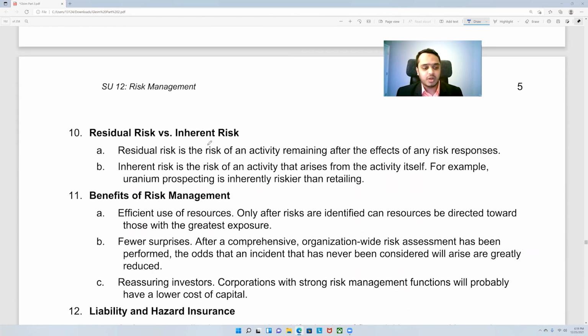Then residual risk or inherent risk. Residual risk is that whether you do anything or not, that much risk is going to be there for the organization at the end. Inherent risk is something which is there from the start itself. You have a risk associated with the organization from day one itself, and that's inherent risk.